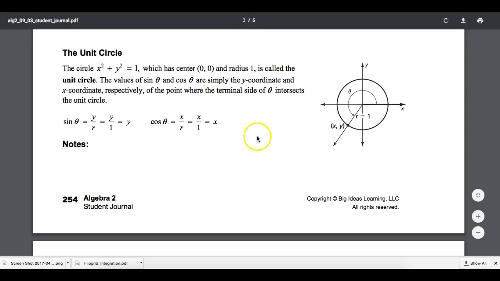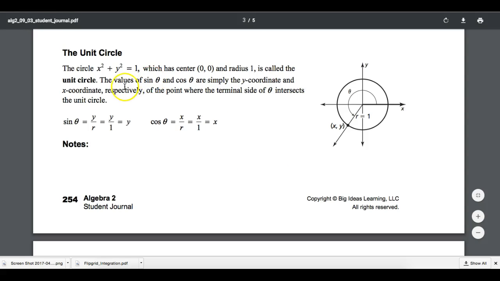Now, in the last problem, we looked at a point on a circle in the coordinate plane, but that circle wasn't the unit circle. The unit circle is a very specific circle on our coordinate plane. For this problem, we're going to use the unit circle to evaluate the three trig functions of theta equals 270. Let's look again in your journal and learn a little bit about the unit circle.